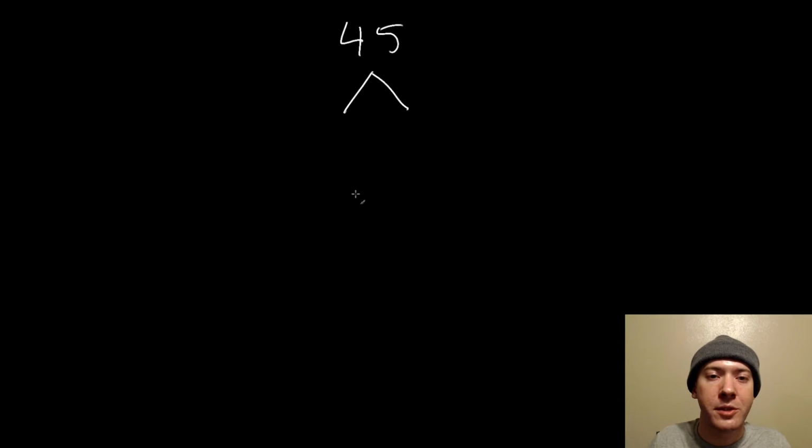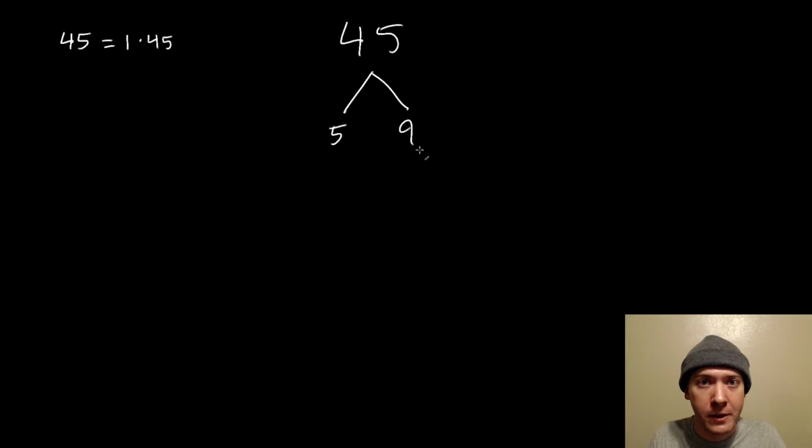Now you need to ask yourself, what are two numbers that will multiply to give you 45 other than 1 and 45? Of course we know that 45 is 1 times 45, but that's not going to help us. What are some other numbers that multiply to give you 45? Because 45 ends in a 5, I know that it's a multiple of 5. I know that 5 times some number is 45, and in fact that number is 9, right? 5 times 9 is 45.